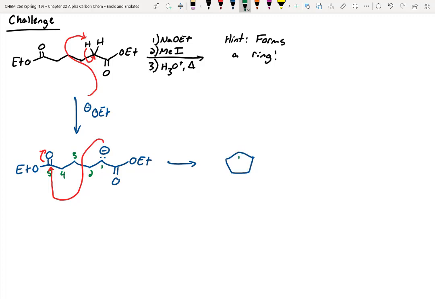I really like numbering my rings so I can keep track of all my substituents. We know off of carbon 1 we still have that ethyl ester group. And then carbon 2, 3, and 4 are kind of plain at this point. Carbon 5 will have an oxygen with a negative charge. And then an ethoxy group.